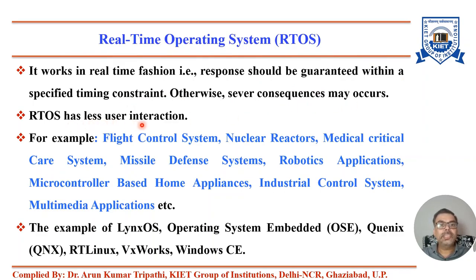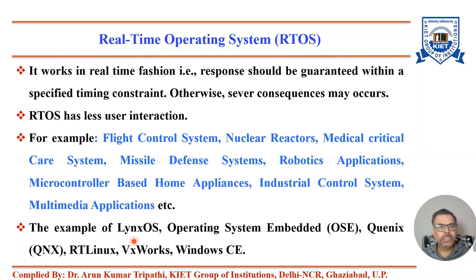An RTOS has less user interaction, meaning the user cannot interact again and again. Once it has been given the task, the system will perform all the related components or subtasks. The user will not have to interact again and again. Examples are the flight control system, nuclear reactor, medical critical care system, missile defense system, robotics applications, microcontroller based home appliances, industrial control system, multimedia applications, etc.